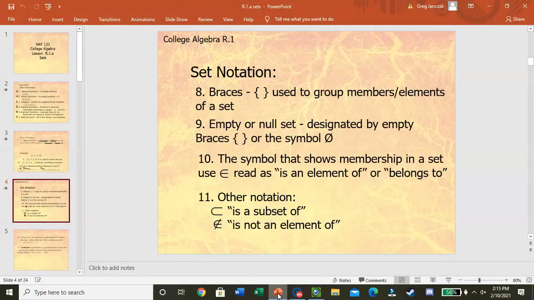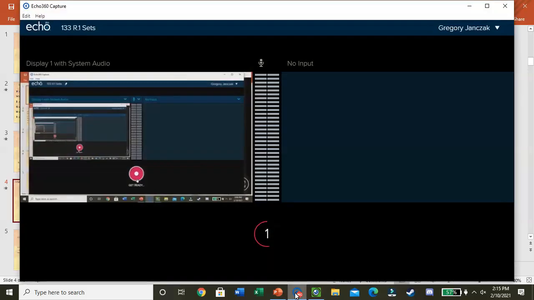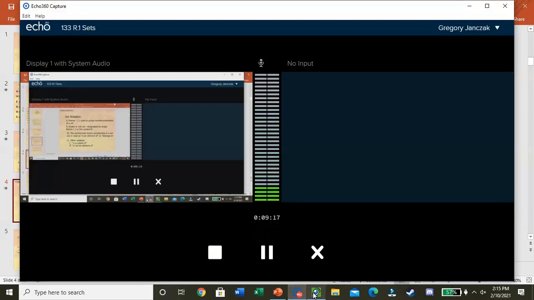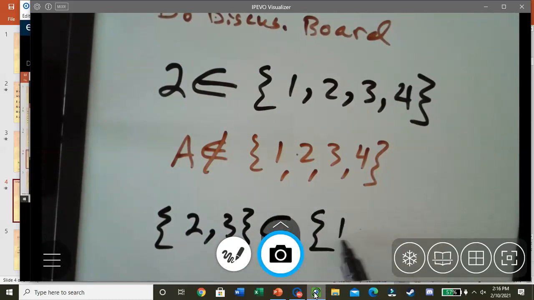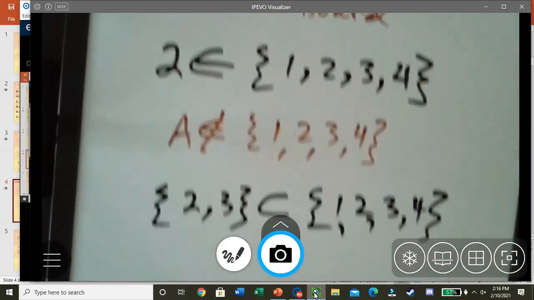Alrighty. This C looking symbol, that means a subset of. In other words, you could say that in our set 1, 2, 3, 4, we could say that 2 and 3 is a subset of 1, 2, 3, 4. Okay?